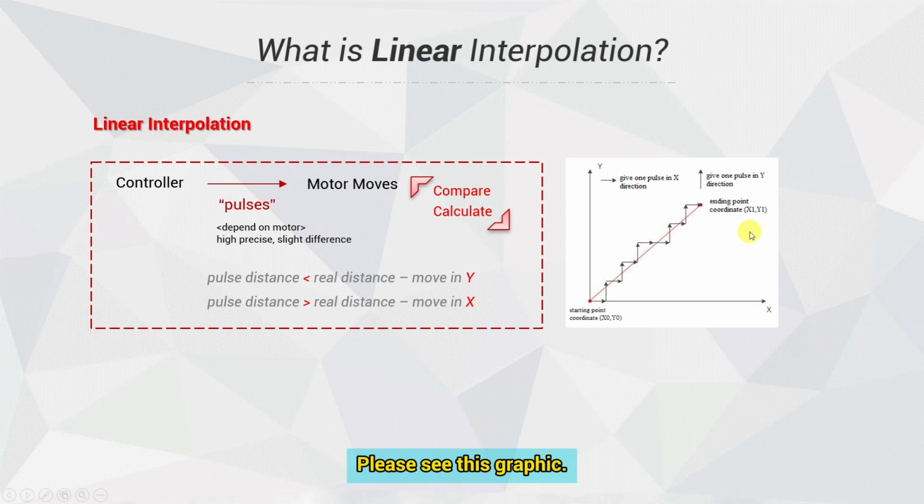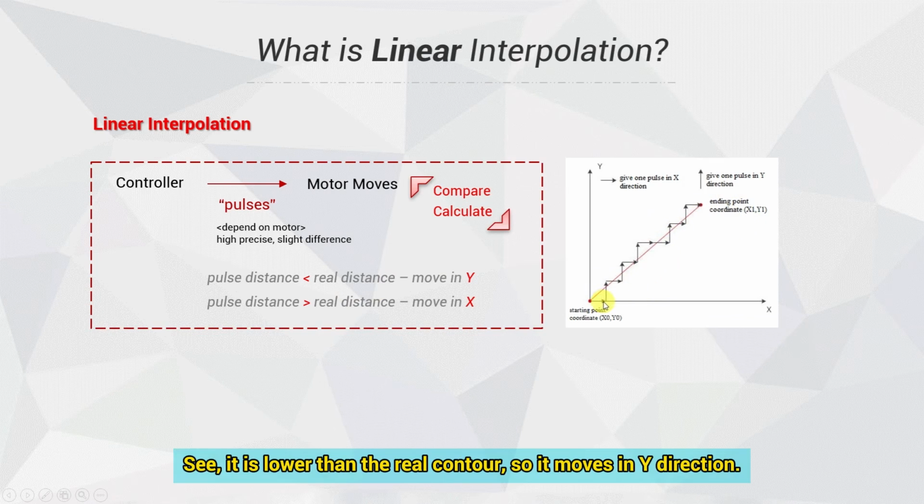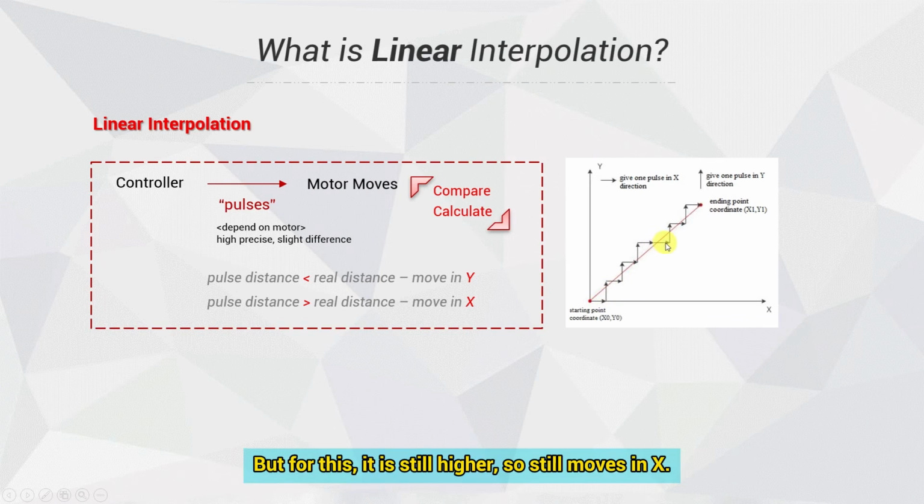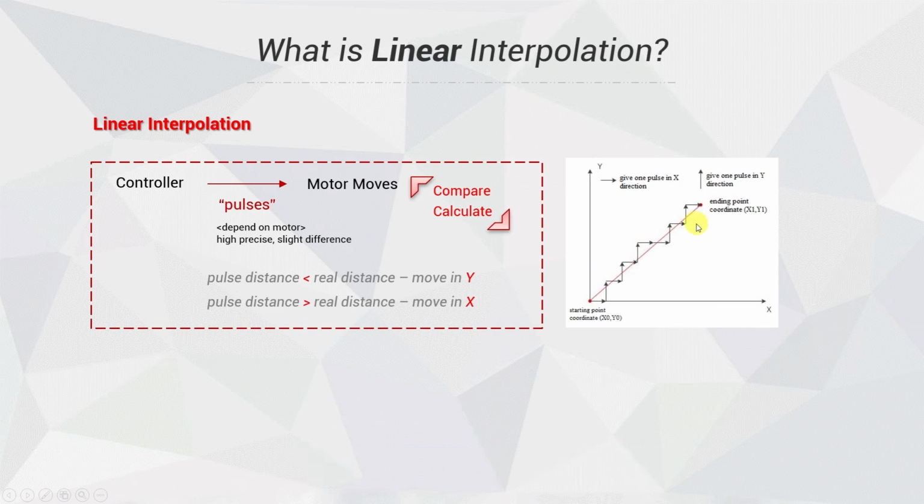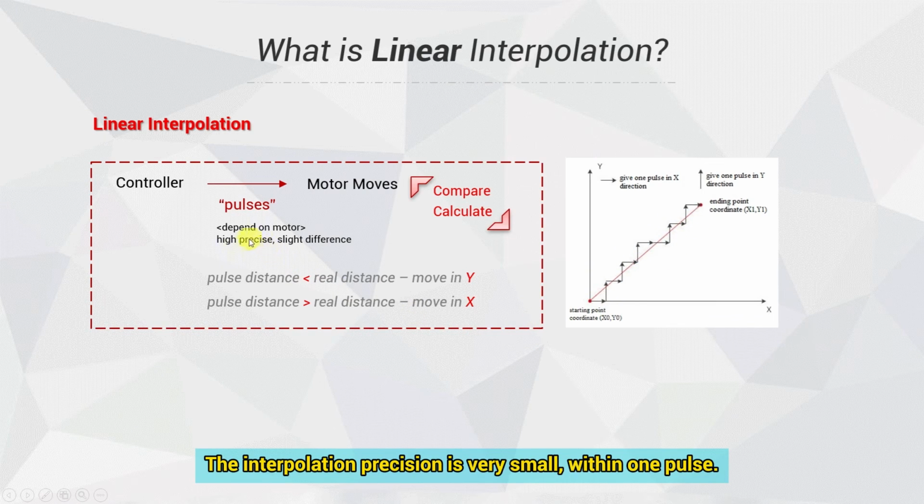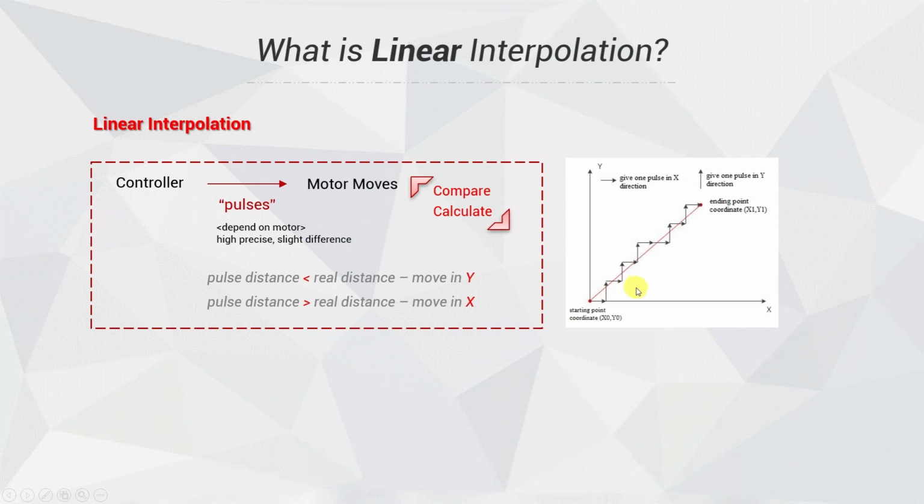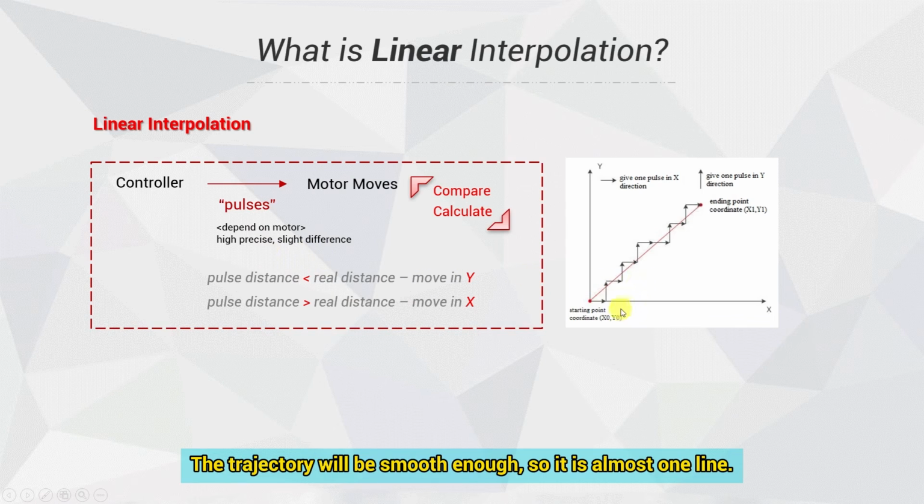Please see this graphic. It shows the whole process. See, it is lower than the real contour, so it moves in the Y direction. But for this one, it is still higher, so it still moves in X. Even though it is made by several polylines, the interpolation precision is very small, within one pulse. The trajectory will be smooth enough, so it is almost a line.